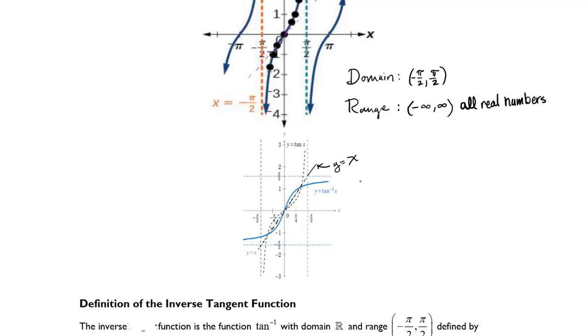But now we are reflecting it. So everything that was an x is now a y, and everything that was a y is now an x. And so now our domain is all real numbers, and our range goes from negative pi over 2 to pi over 2.